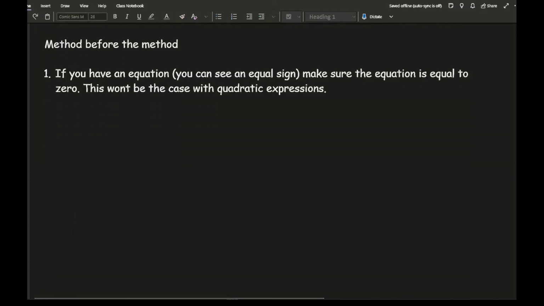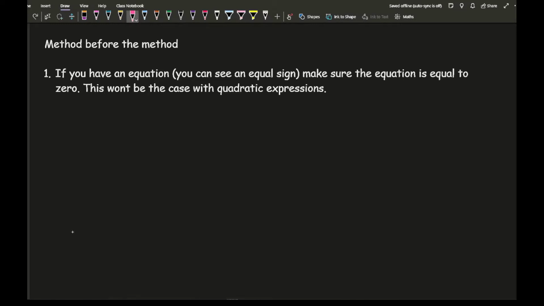Now, before we go through the method, it's important that you check to see whether you are dealing with an equation or whether you're dealing with an expression. Now, if you are dealing with an equation, you will often find an equal sign, and with any quadratics, when you're most likely going to be solving this quadratic equation, you need to make sure that it's equal to 0 first. So it may require some rearranging.